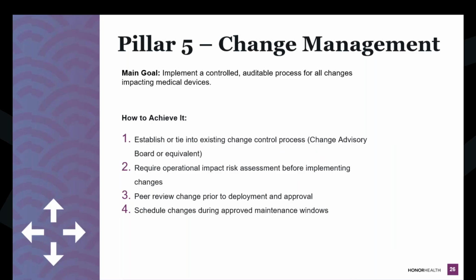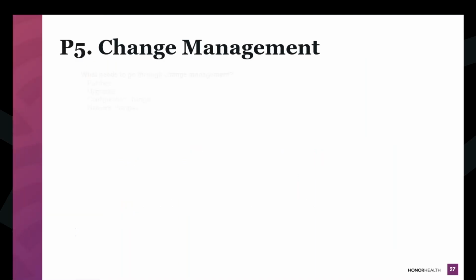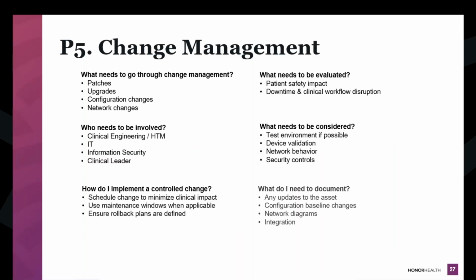You're not going to do it Friday night when everyone is not working. Okay, and we're going to document and track all the changes and make sure that we can audit those changes if we need to. All right, change management. So I'm going to just click through this, and you're welcome to take a picture of this slide, but we're really looking at what needs to be evaluated, who needs to be involved, what's the impact, what do I need to document, and so on.